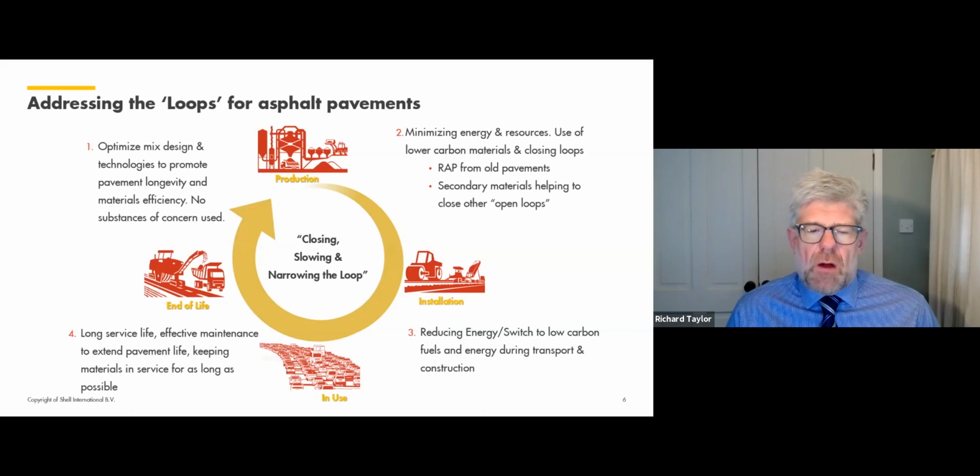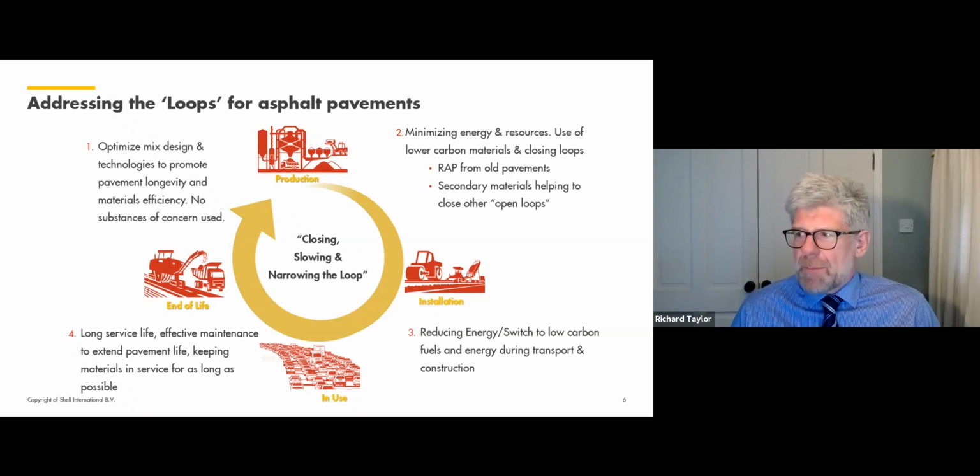And so clearly slowing the loop, as well as using waste as resources, closing and narrowing the loop through material efficiency is very vital. And then as we come round again, we take the old road, and then we recycle that back into mixed designs and technologies that optimize that pavement. And so, there's a very good fit between the asphalt pavement and the circular economy. You could argue that thus far, the majority of the focus would be on the end of life scenarios and the record of recycling, which is fine.